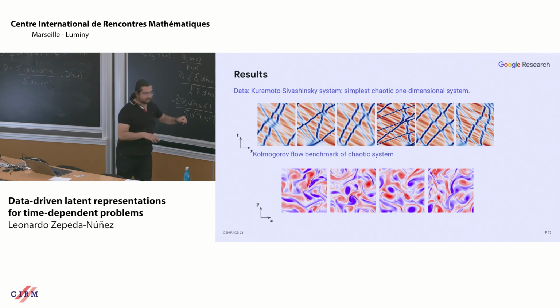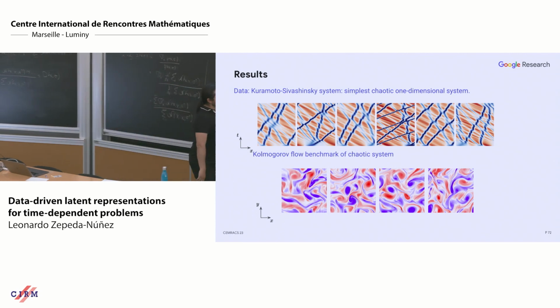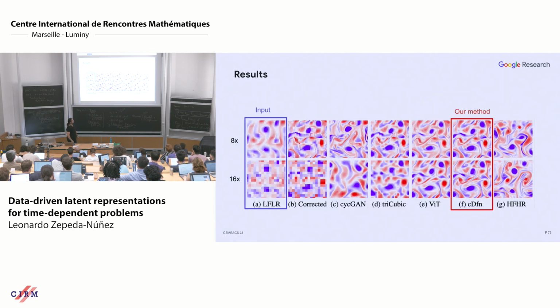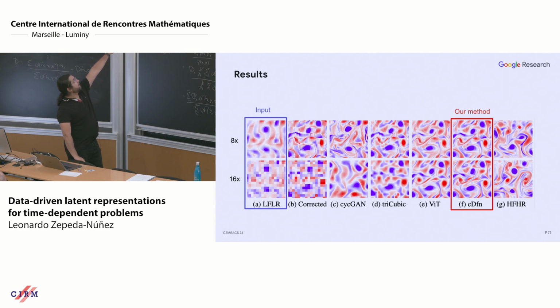So Kuramoto-Sivashinsky is a very chaotic system. This looks bad, but it's not chaotic per se. And then the other one is a 2D Kolmogorov flow. It looks a little bit like this. You see it has all this wiggle and so on. So what we will do is run these two models at a very low resolution. The input is 8x or 16x. I mean, it's an eighth. So basically, one every 8 pixels, one every 16 pixels.